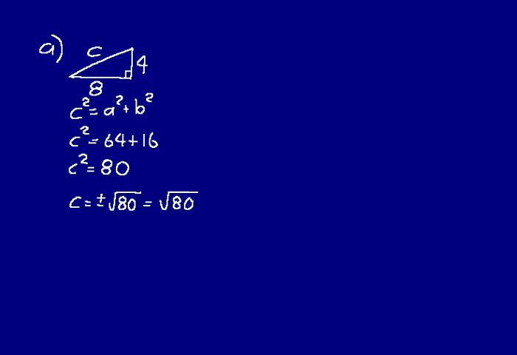And we could simplify the square root of 80. Think of a factor that you know the square root of that you could factor out of 80, and that would be a 16, right? So you can say square root of 16 times the square root of 5. And so we end up with 4 times the square root of 5. That's the length of C. We don't have to have a decimal result or anything. We can just leave our answer like that. 4 times the square root of 5.